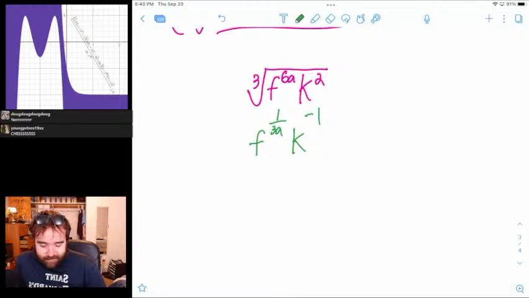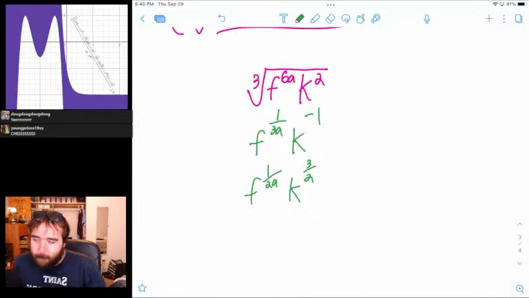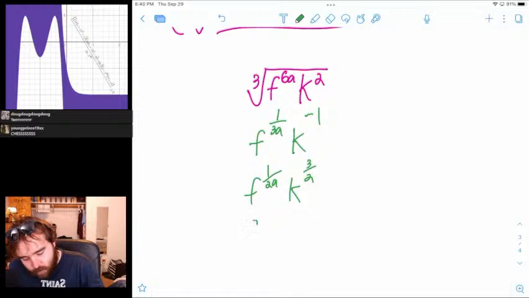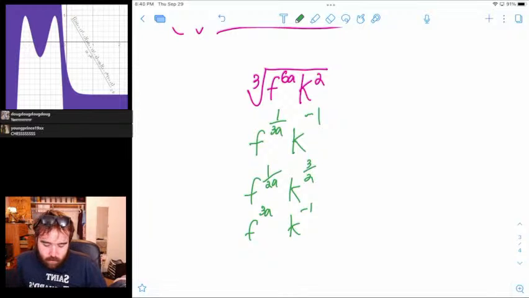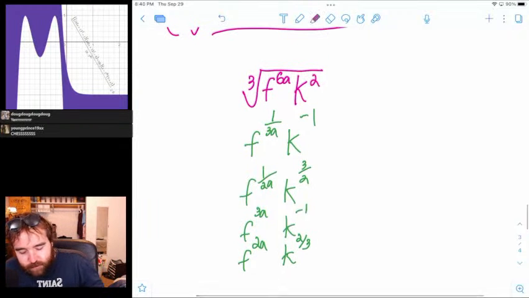The second one is f to the 1/2a times k to the power of 3/2. The next one is f to the 3a times k to the -1. And then f to the 2a times k to the 2/3 power. Okay. So here's the first question.